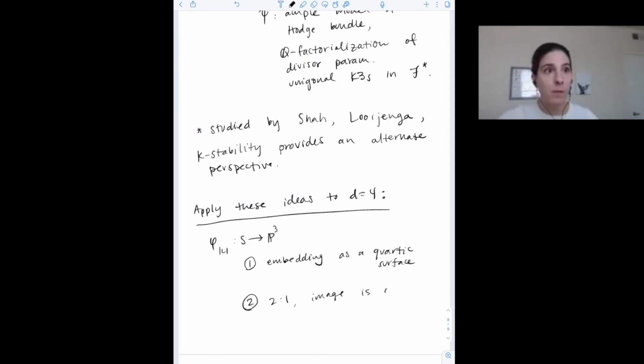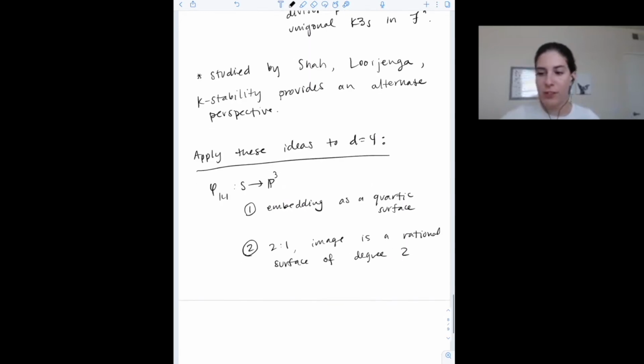The hyperelliptic case is when this map is 2 to 1 onto its image, and the image is a rational surface of degree 2. Fortunately for us, in P3, we know what those are. So we will either have P1 cross P1, or the singular quadric cone, which I'll write using the weighted projective space notation, P(1,1,2).